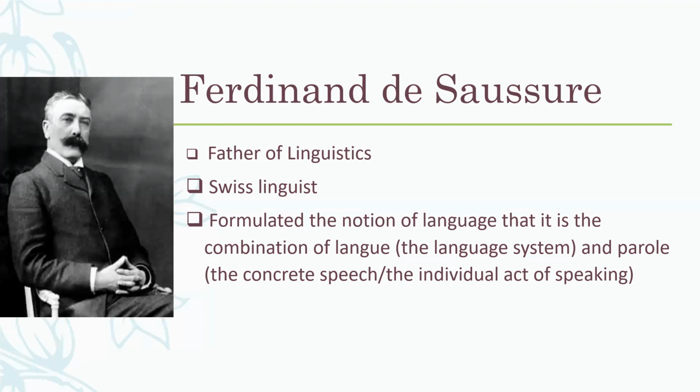So that will make the language of every individual different, because for every person, language will be a new combination every day, a new combination for every other person. It is a language system combined with individual active speaking. So this idea was proposed by Ferdinand de Saussure, the Swiss linguist. He formulated this notion of language, that it is a combination of langue and parole.